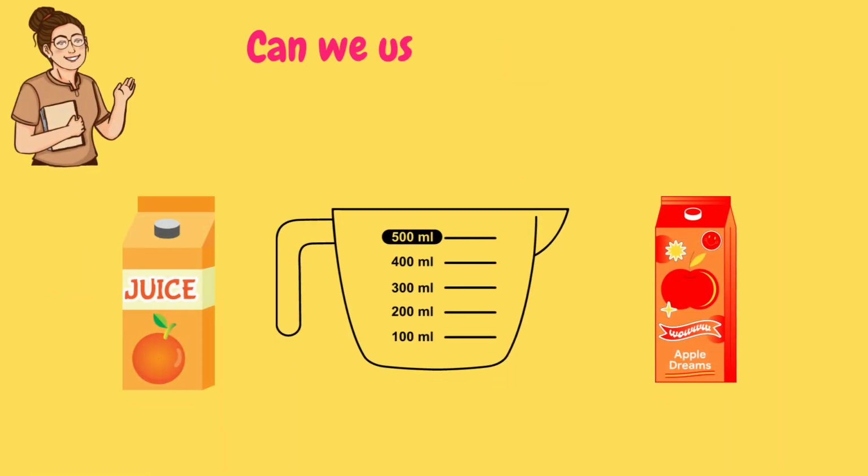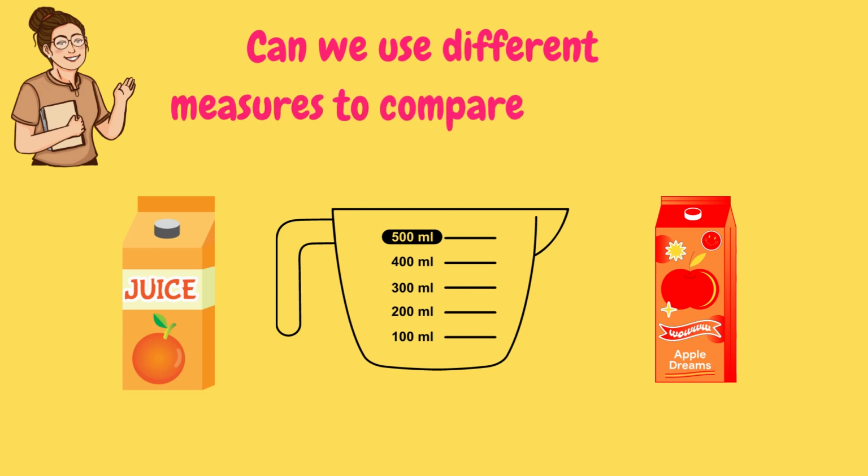When we compare the volume of different liquids, we need to use the same unit. Just like when we compare the height of 2 people, we use the same unit, like meters or feet. For example, if we want to compare how much orange juice and apple juice we have, we could use milliliters or liters. That way, we know exactly how much of each liquid we have and can compare them accurately.